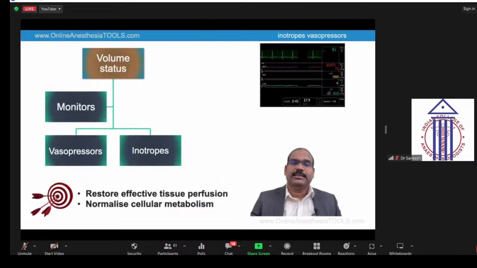Remember, the first thing is to attach monitors, get a clinical sense, correct the volume status, and then decide whether to use a vasopressor or inotrope. Our target is to restore effective tissue perfusion and normalize cellular metabolism. As it's always said, try to simulate normal hemodynamics or normal physiology as far as possible until we cure the primary insult.